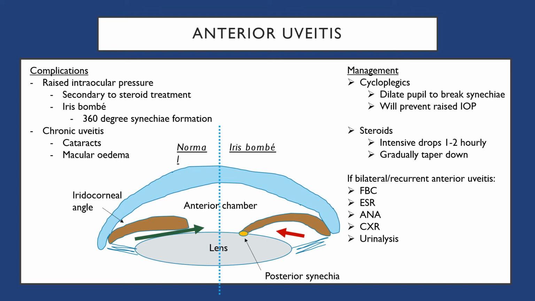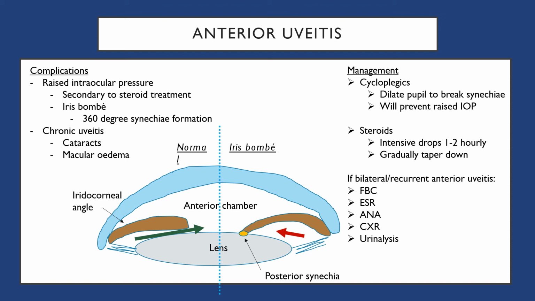On the right hand side, you've got this condition called iris bombée. So we've got the lens, which is in brown. We've got the iris, which is in brown. We've then got a posterior synechia, which is highlighted in yellow. So here you've got the iris, which is stuck to the lens posteriorly. This means that aqueous humour can't drain out, which is where your red arrow is.